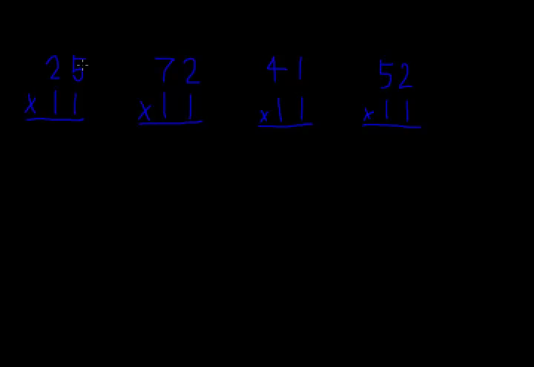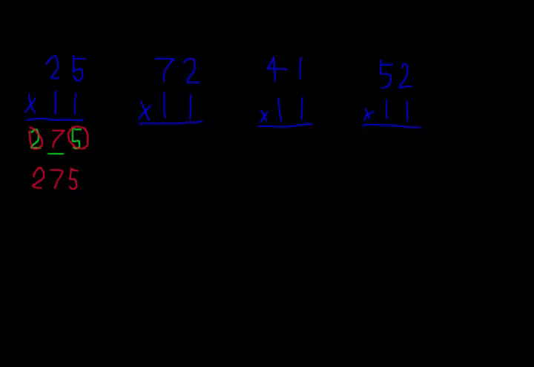Now take this first example here. We have 25 times 11. In this case we just ignore the 11 and we look at the 25. What we do is we write down a 2 and a 5, leaving a space in between. In that empty space, all we do is add the 2 and the 5 together to get 7, and we write that down in the center, and that is our answer, 275. It really is that simple to multiply numbers by 11.